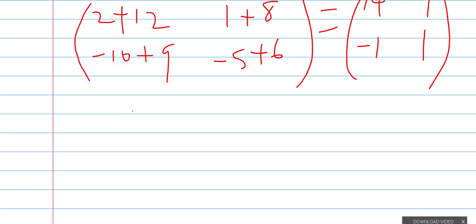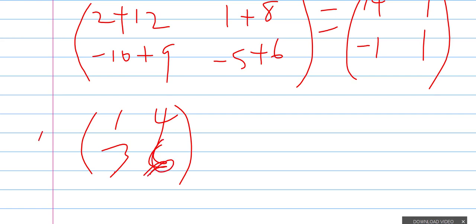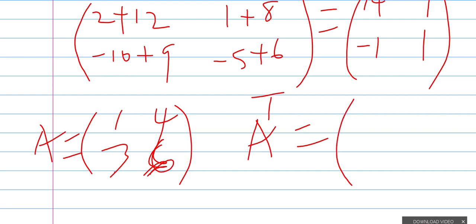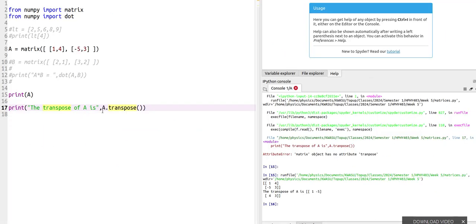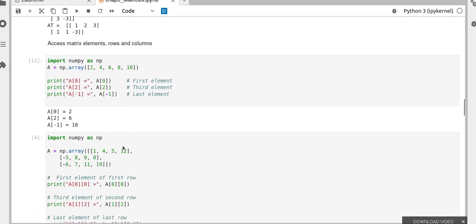I believe you know what a transpose is. If you have a matrix like 1 4, let's say 3 6, and you want to find the transpose, you change rows to columns. So this row turns to a column: 1 4. Then this row also turns to a column: 3 6. Okay, that is the transpose. So in Python, you just say A dot transpose, then you put open and close brackets. Okay, so that's how you find the transpose of a matrix.